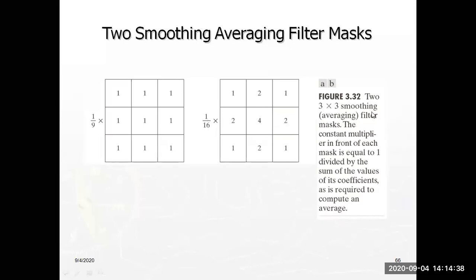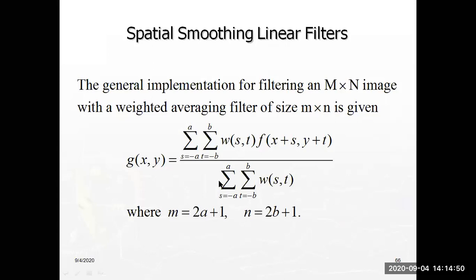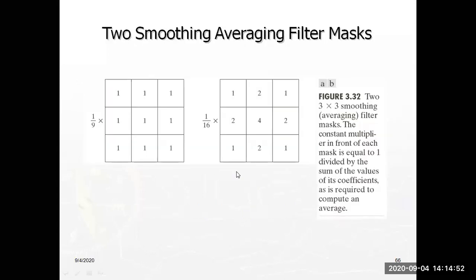So here are two smoothing filters or averaging filters. The smoothing filters are also called averaging filters, since we are taking the average of the pixel values over a mask. That is the reason. So this indicates your summation value. In the first one, the constant multiplied in front of the mask is 1, divided by the sum of all the values of its coefficients. So this is the process to propose a mask depending upon our requirement.